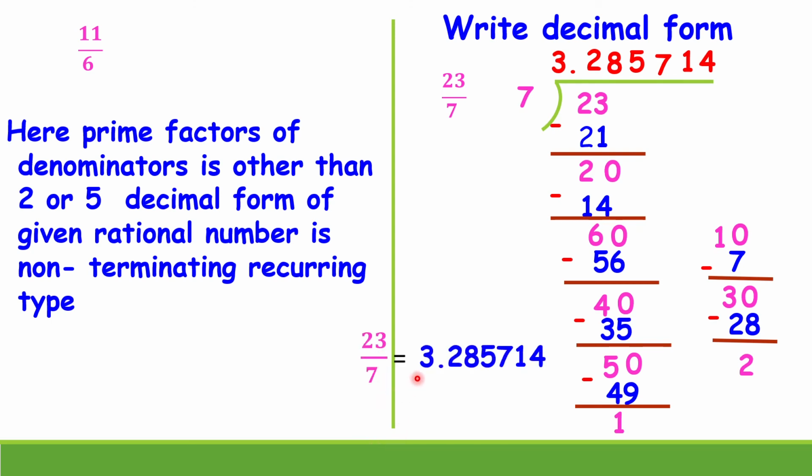Therefore, 23 over 7 is equal to 3.285714 recurring. We show the group of digits which are recurring. We draw a line in this way. Therefore, 23 over 7 is equal to 3.285714 recurring. Next example, 25 over 99.